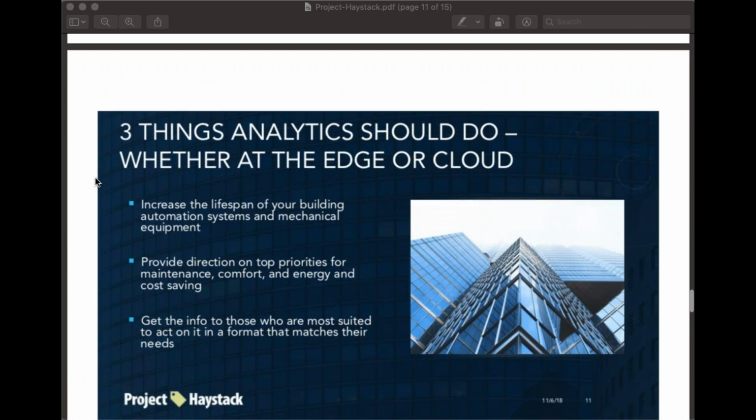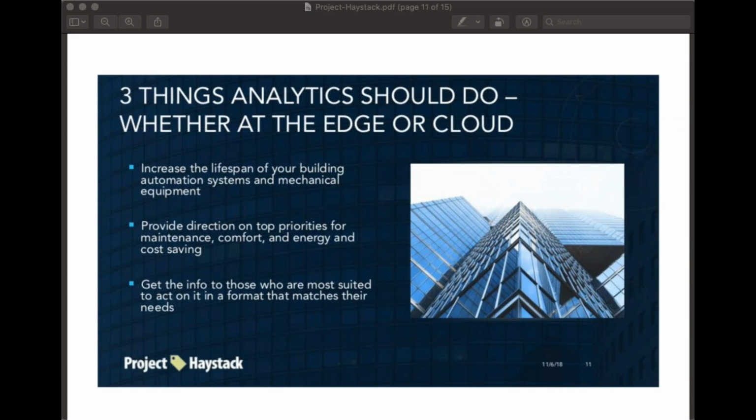All right, so let's continue on. If we're talking about getting benefit from our data, and we use analytics as a good catch-all for that, come back to, what are we actually trying to achieve here, and what should be accomplished by it? One is increasing the lifespan of equipment systems, automation systems, mechanical equipment, by running it more effectively, by servicing it when it needs service, right? By understanding exactly what's happening.